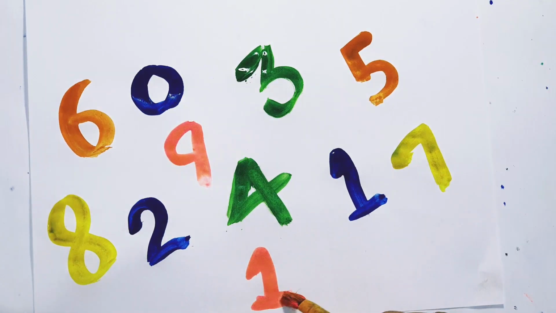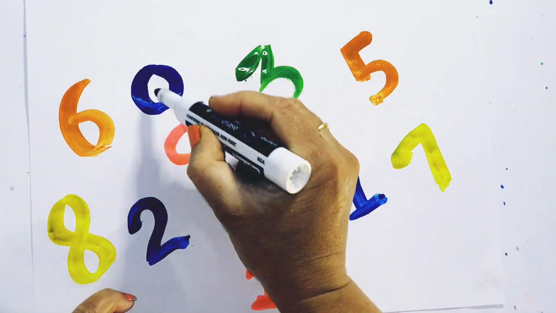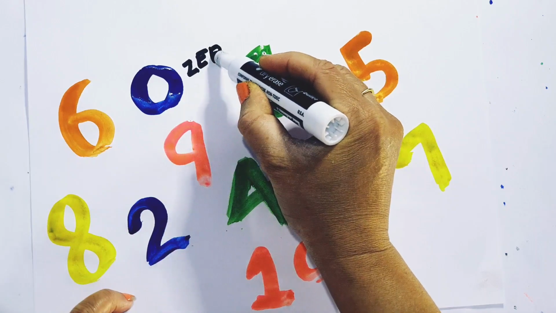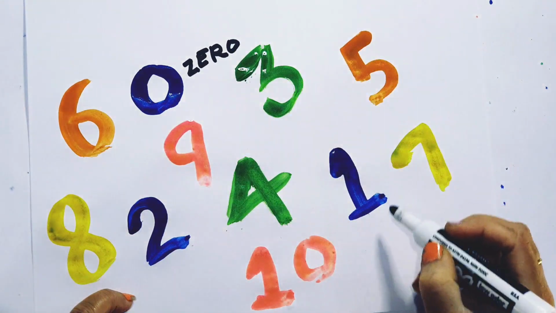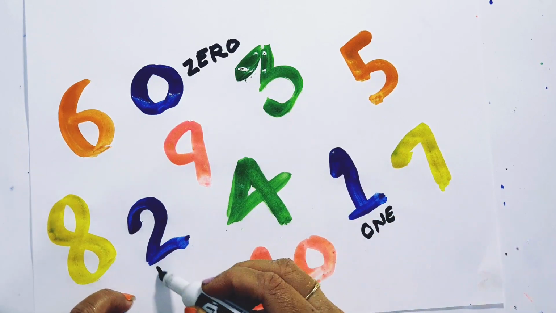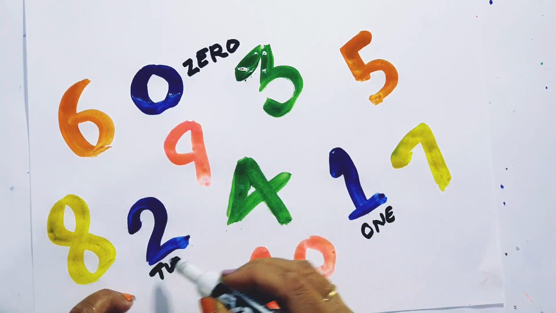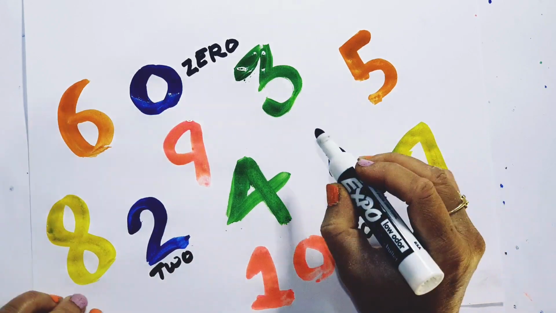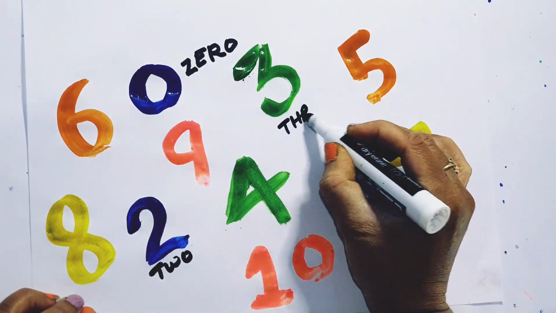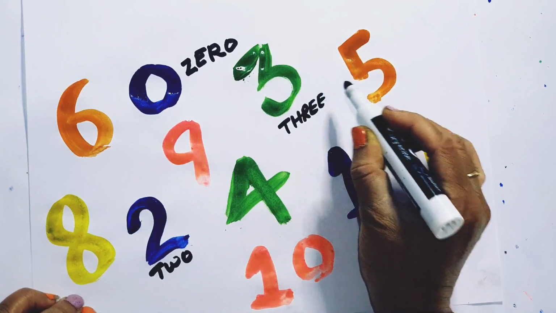10, T-E-N, 10. 0, Z-E-R-O, 0. 1, O-N-E, 1. 2, T-W-O, 2. 3, T-H-R-E-E, 3.